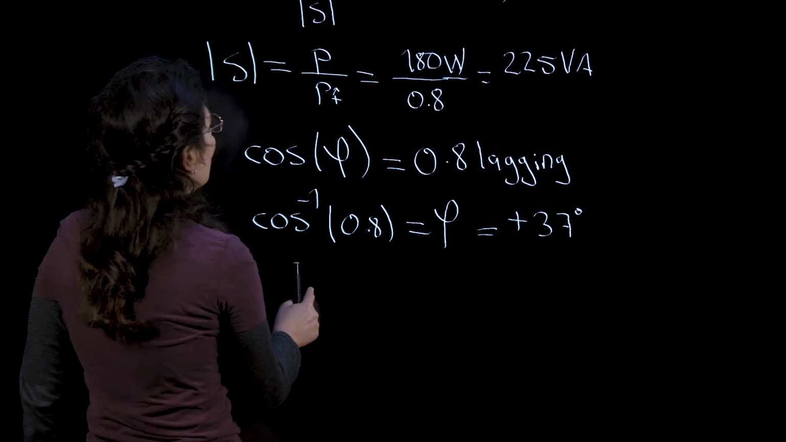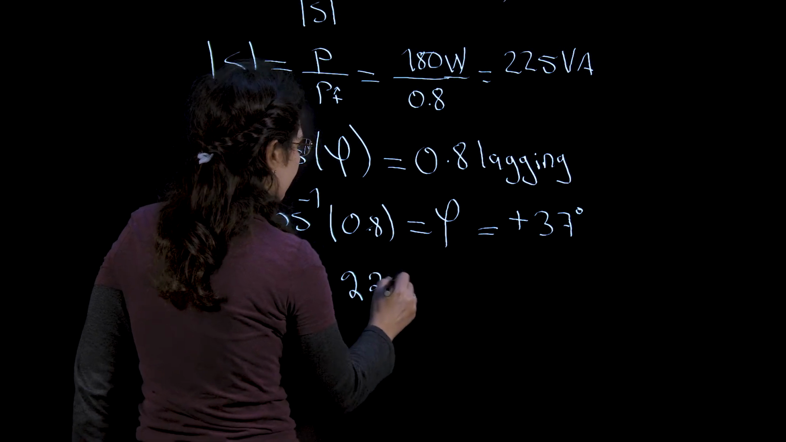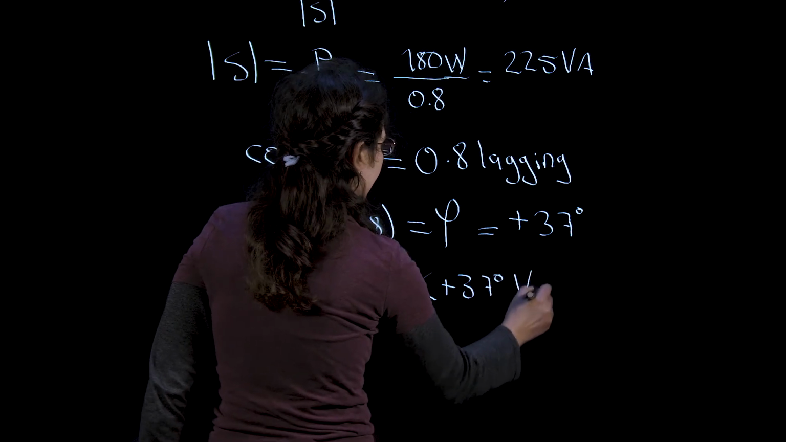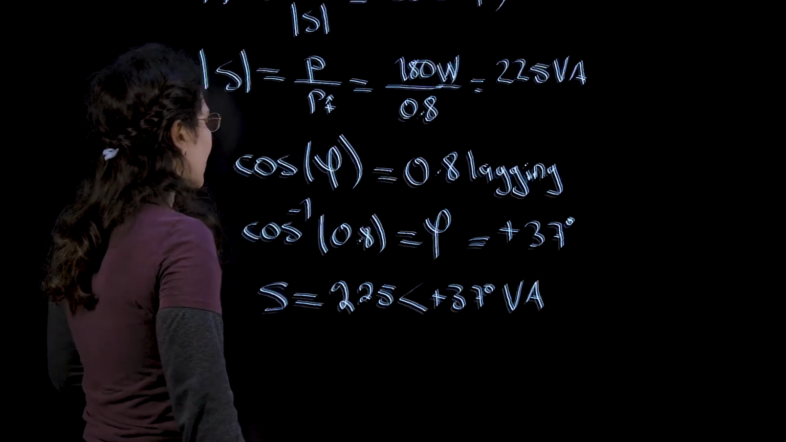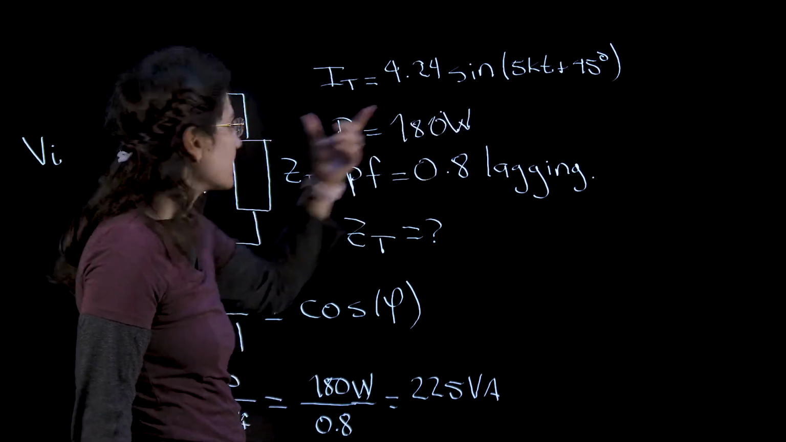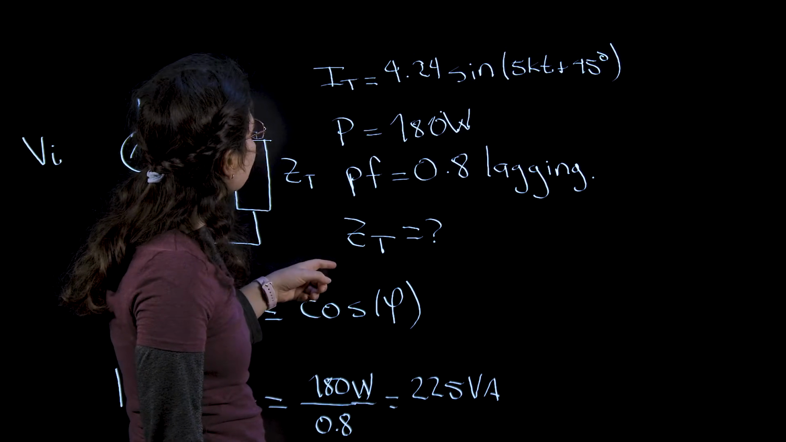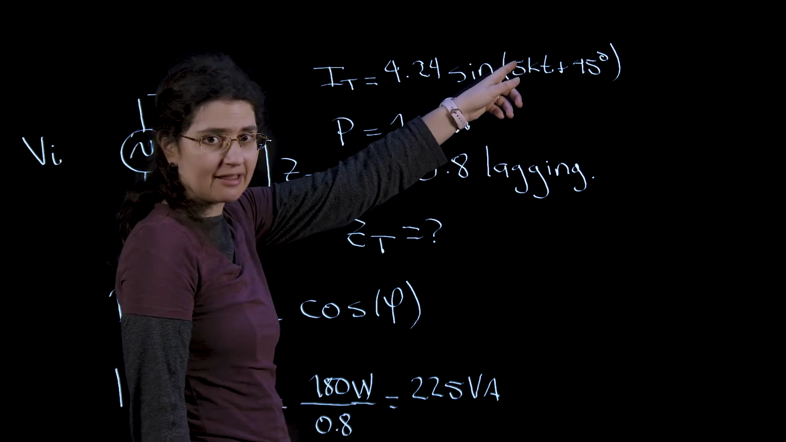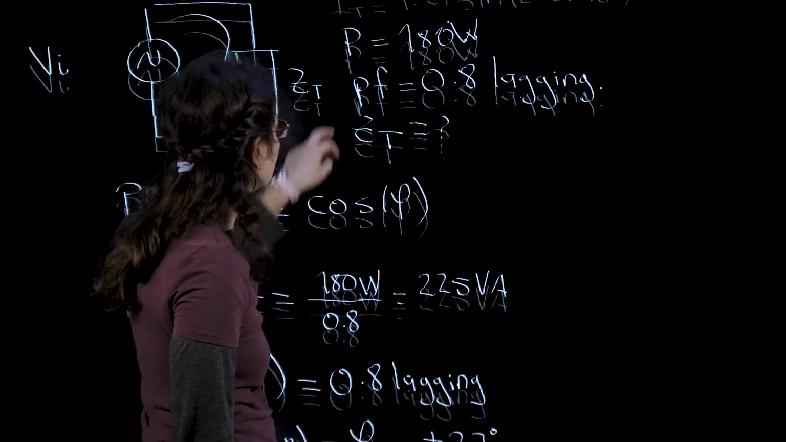So like this, we already have my complex power, which has magnitude 225 and a phase of plus 37 degrees. So that's the power. Now, with this power and this current, we can calculate our input voltage. I'm going to need the omega when we calculate the final reactive component. But right now, I'm just going to represent my total current as a phasor.